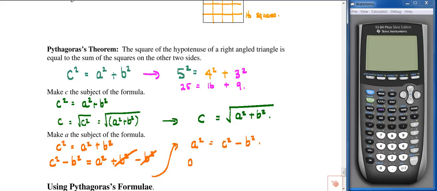And of course the square root of A squared is equal to A, which equals the square root of C squared minus B squared. To undo square, it's find the square root of.